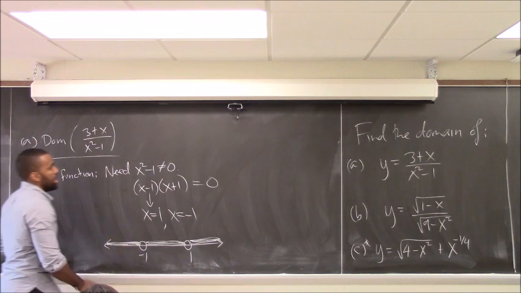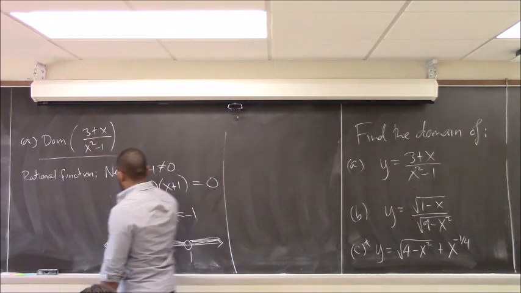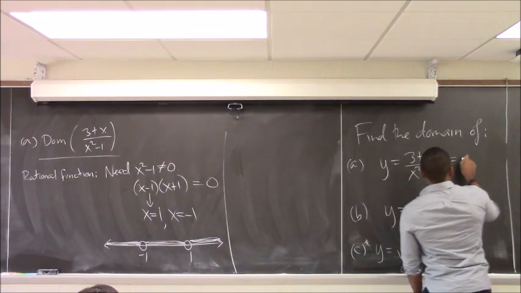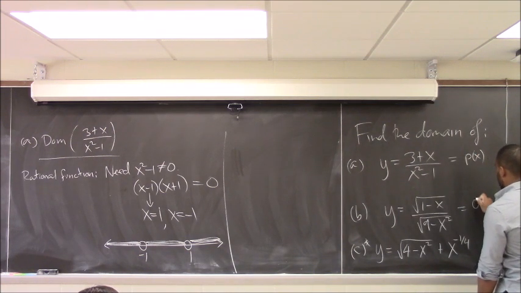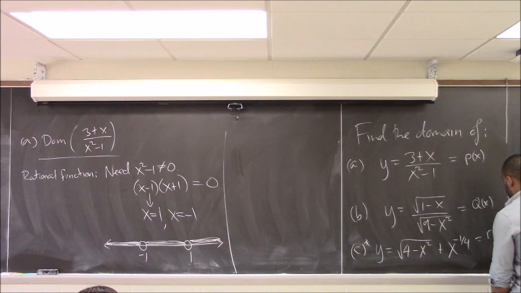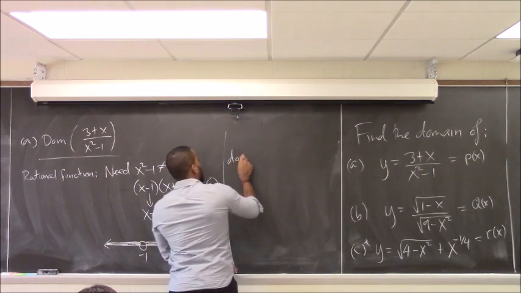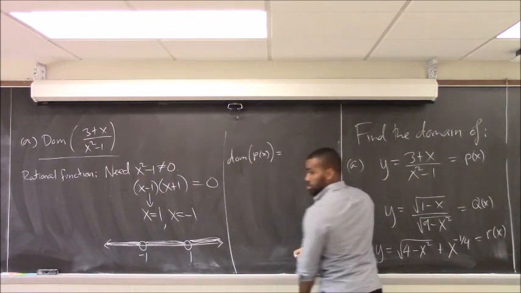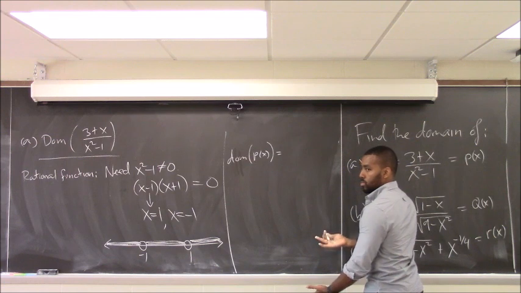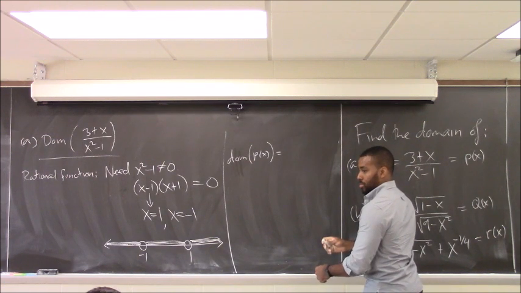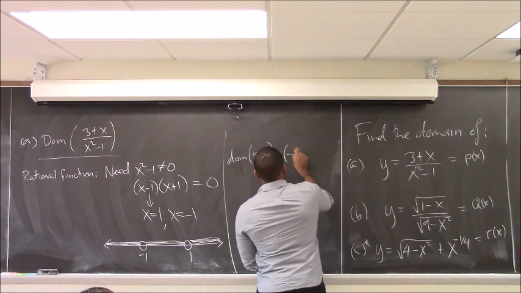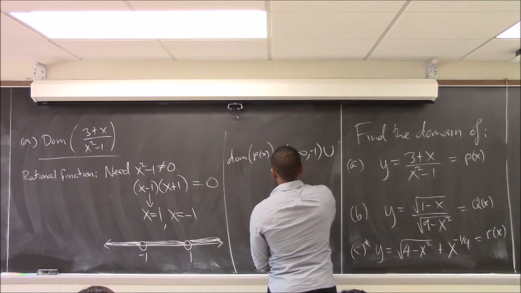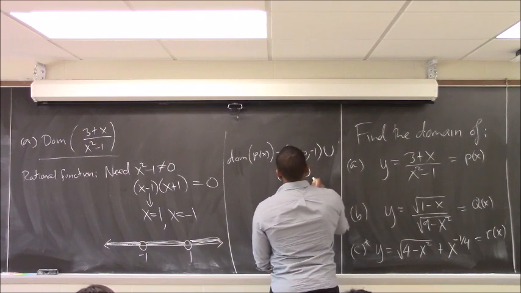Now, how do you express that in interval notation? Call these P of x, Q of x, R of x. So, in other words, the domain of P of x in interval notation is: minus infinity to -1, then -1 to 1, then 1 to infinity.